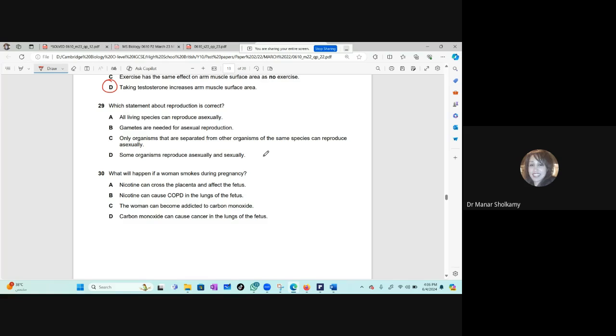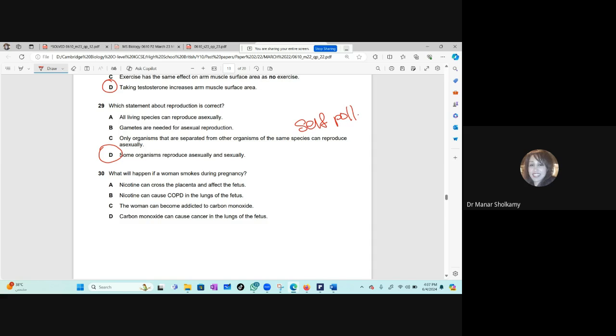Which statement is the most correct? So it's D. Now, C is wrong because a lot of students were confused about C: only organisms that are separated from other organisms of the same species can reproduce asexually. Why is C wrong? Because remember self-pollination in plants?